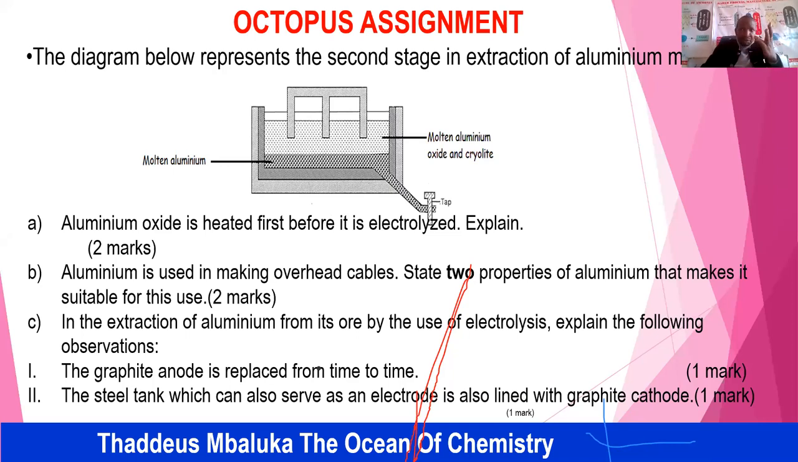Maybe you can look at that, but the concept is very simple. If you assume the steel tank was not lined with graphite anode, what will happen? Remember, the steel tank is not inert, because steel is iron, so it may be able to react.